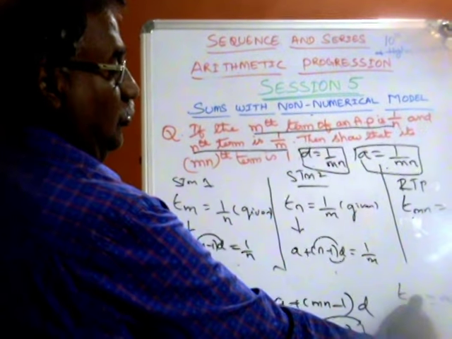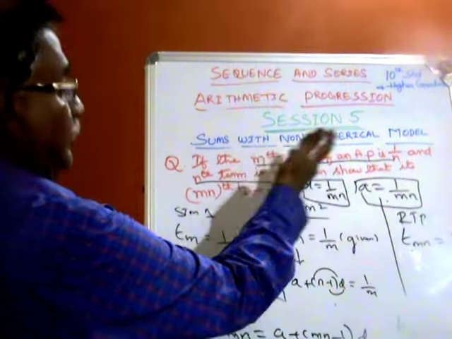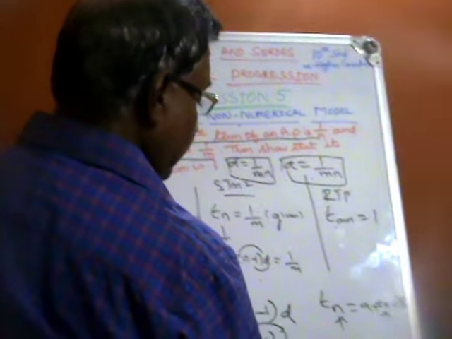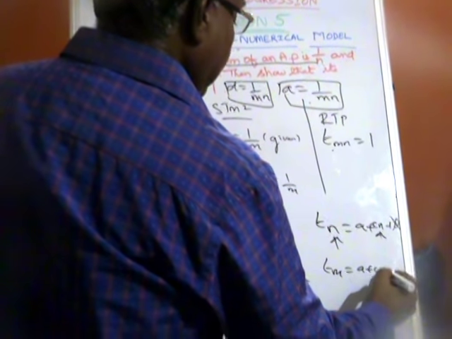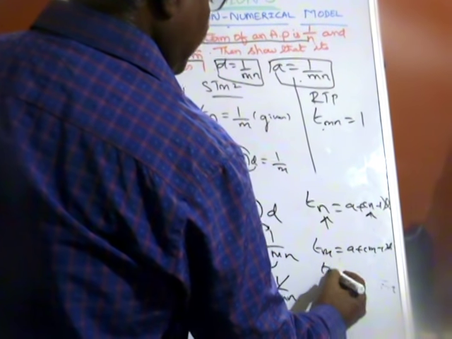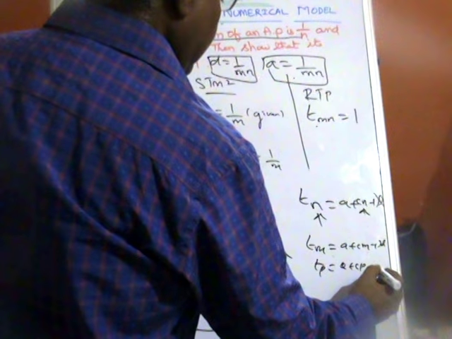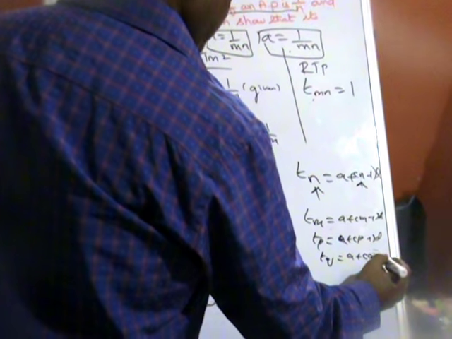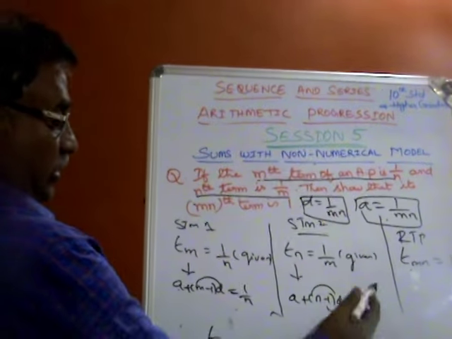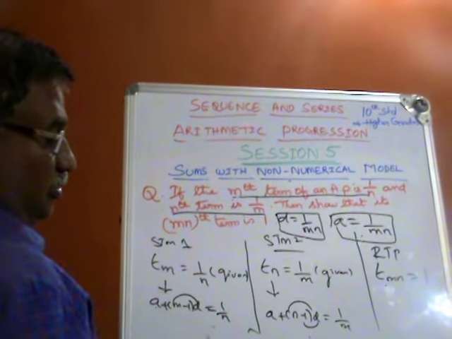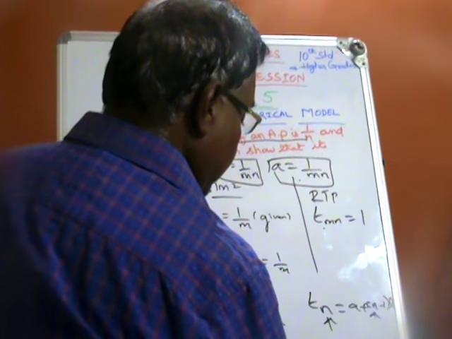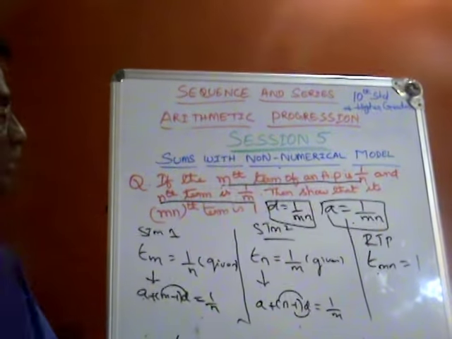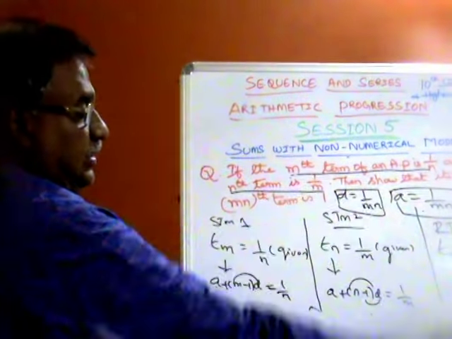But the main formula is use Tn equal to this formula. If you want mth term means you put m everywhere. If you want pth term means, for example, if you want mth term means a plus m minus 1 into d. If you want pth term means a plus p minus 1 into d. So if you want qth term means a plus q minus 1 into d. Like that, wherever you got, see mn term means a plus mn minus 1. If you want a term pq means a plus pq minus 1 into d. So whenever this non-numerical model comes, don't get puzzled about the word m, n and r. It's quite easy.